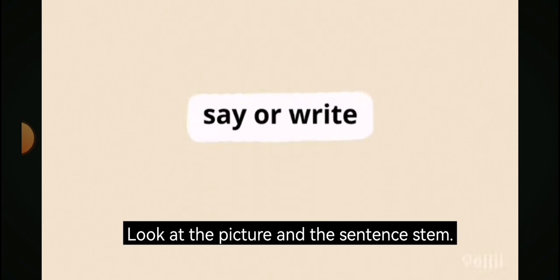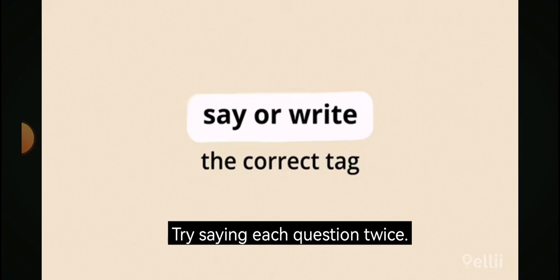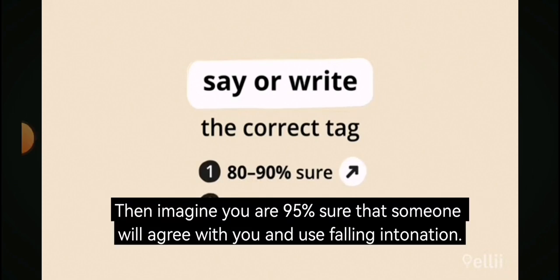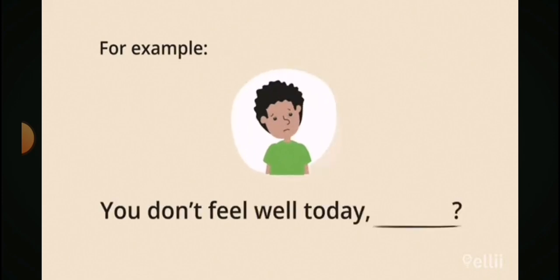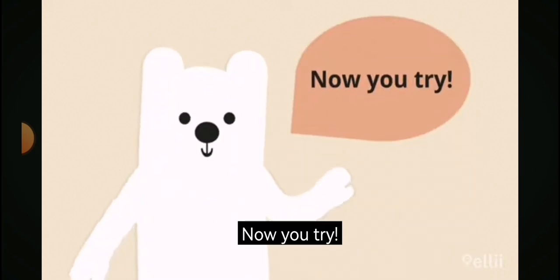Look at the picture and the sentence stem. Say or write the correct tag. Try saying each question twice. First, imagine you are 80 to 90% sure that someone will agree with you and use rising intonation. Then, imagine you are 95% sure that someone will agree with you and use falling intonation. For example, "You don't feel well today, do you?" "You don't feel well today, do you?" Now you try.